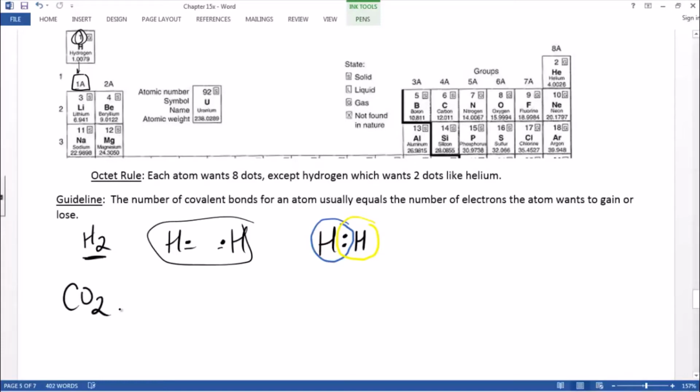Let's try carbon dioxide. Carbon is in column 4A. It's got 4 dots. When you draw Lewis dot structures, you should spread out the electrons. They're negative, they repel each other. So spread them out. The legal places where you can put them are up, down, left, right. It's not always going to be useful, but let's try putting the atoms along a diagonal.